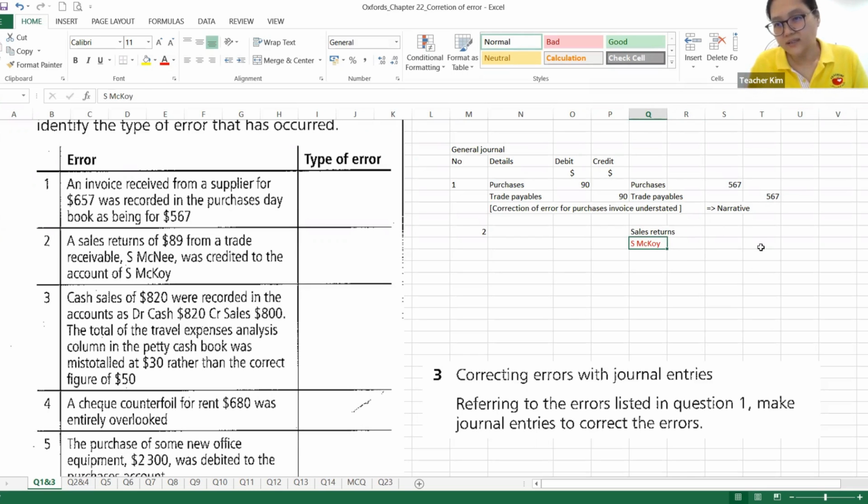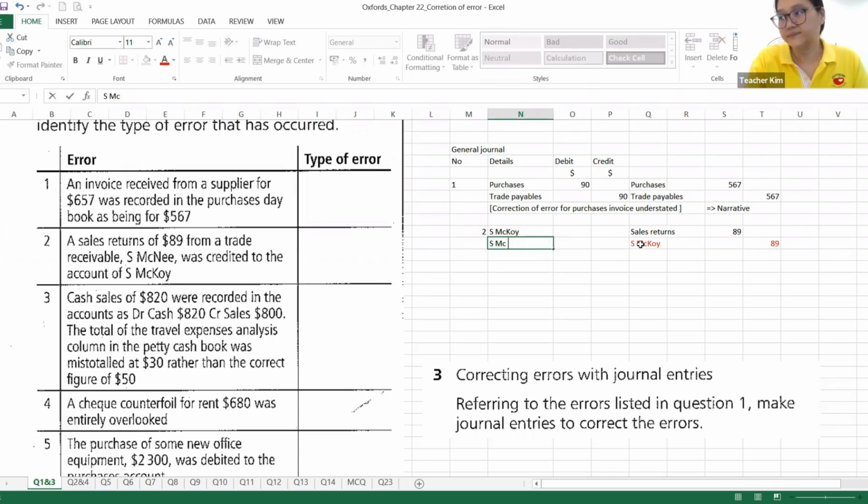Since we credited 89 here, so here is credited, so we debit back. So we put S Mac coin and put the correct person name Mac me. So the amount is 89.